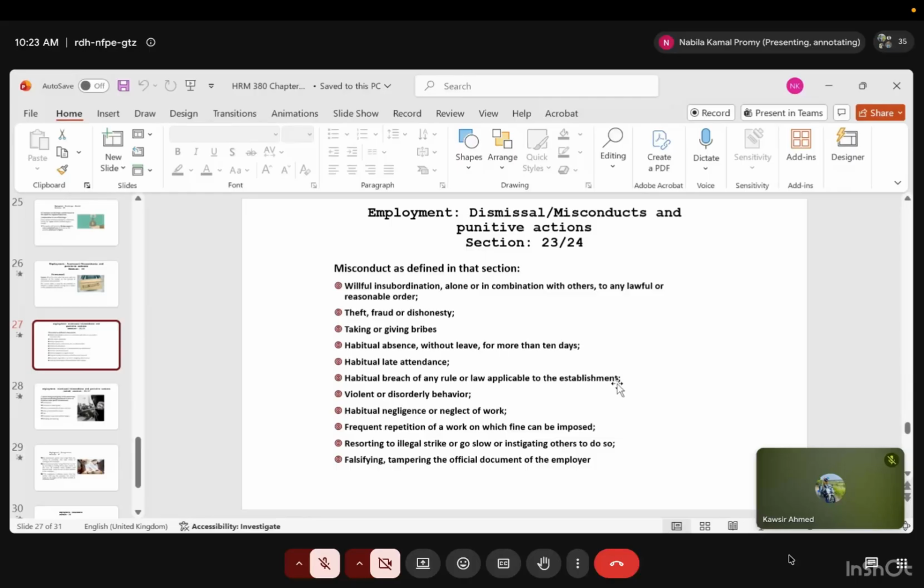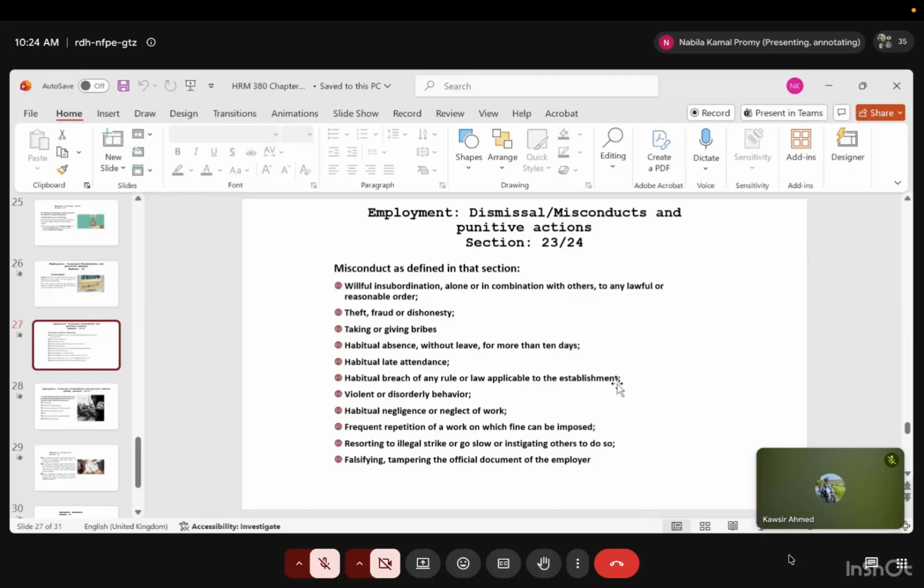If you are getting involved in any sort of violent behavior within the workplace, the company has the right to dismiss the employee. Or habitual negligence of work. You are being negligent in the responsibility given to you. Again, on that ground, your company can dismiss you. Or frequent repetition of work on which fines can be imposed. You are doing some wrong work where you are repeatedly being fined. Either you are not doing your job properly, or you are being negligent in your job. In that case, you can be dismissed on that ground.